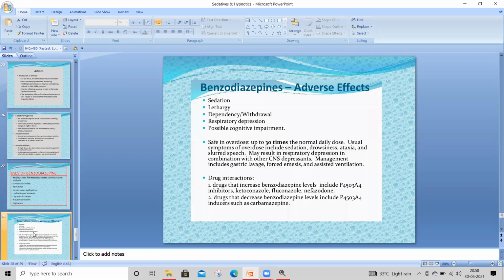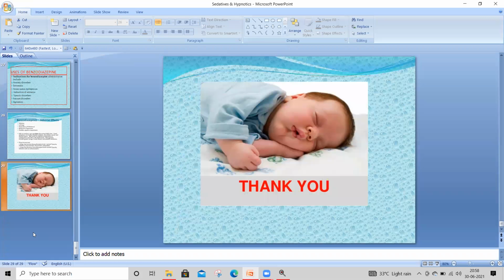After that, these are the benzodiazepine adverse effects: sedation, lethargy, dependency, withdrawal effect, respiratory depression, and cognitive impairment. So this is one of the important topics, sedatives and hypnotics and their classification. And you have to remember the pharmacology of barbiturate and benzodiazepine.